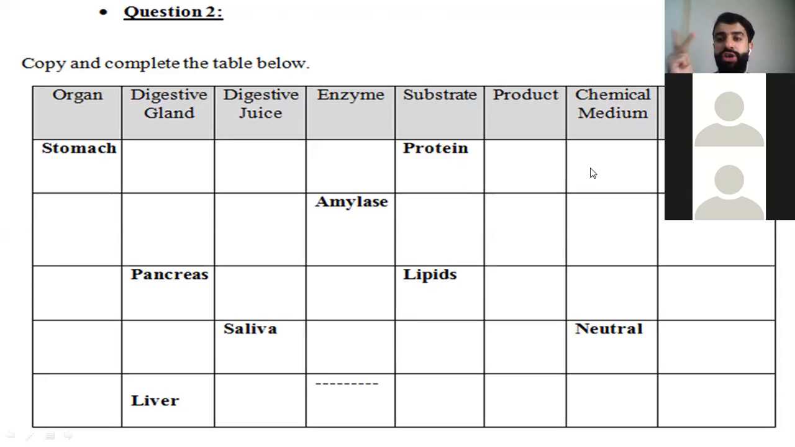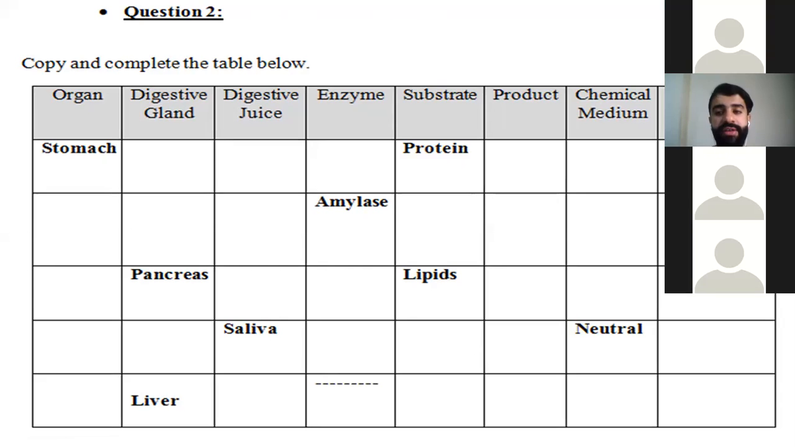The medium at the level of the stomach: is it acidic, basic, or neutral? Acidic. So it's acidic, meaning the pH is greater than 7 or less than 7? Less than 7. Very good. And the temperature is always 37 degrees Celsius. Very good. Thank you, Ali.